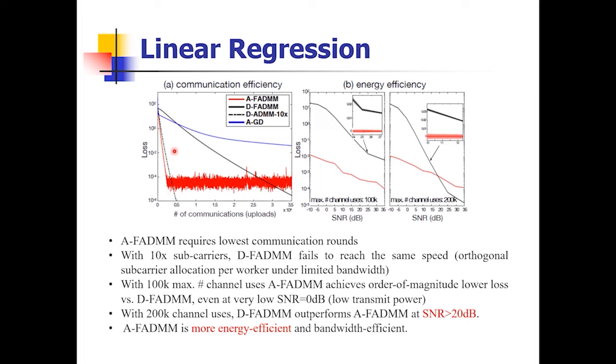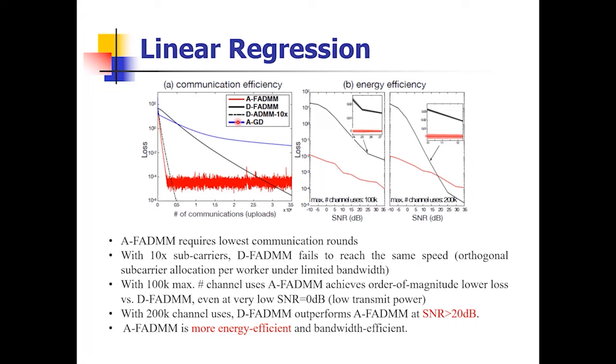Compared to the other baselines, you can even see that even if I give 10 times more subcarriers or channels to the digital approach, it actually fails to reach the same speed compared to the analog counterpart, right? So this is very, very interesting observation. Then, of course, the other baselines are doing much poorer.